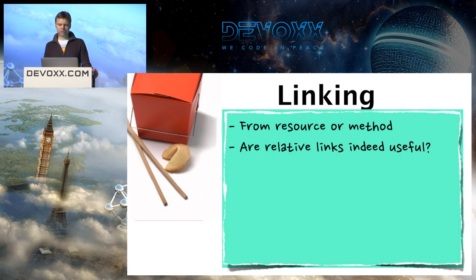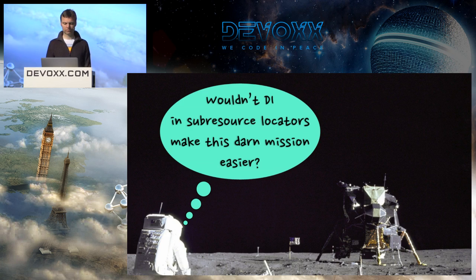So linking from resource or methods. In the method case, you have to remember that this won't be stable across refactorings. I like the pure resource class approach better. And this is, I think, a pending decision whether the links in that way are really useful.